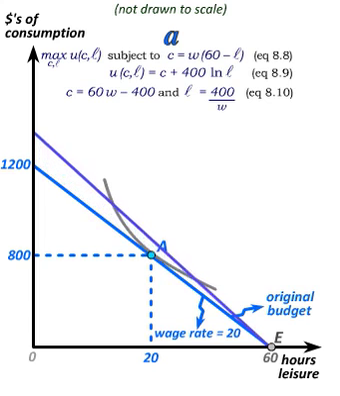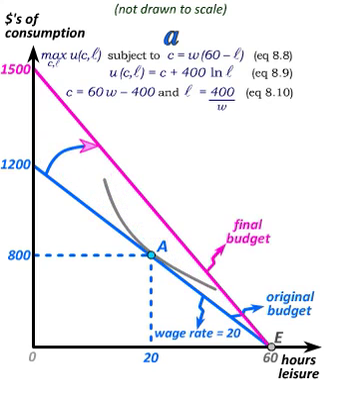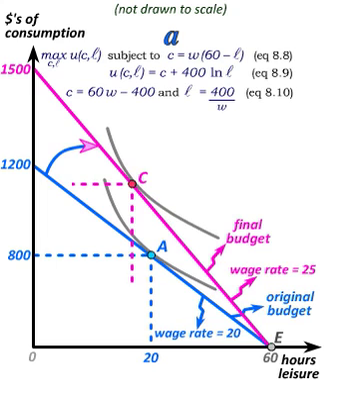An increase of the wage to $25 per hour will cause an outward rotation of the budget constraint around the endowment bundle E. We can then find the new optimal bundle C by plugging the new wage of $25 into our results for consumption and leisure. For leisure, we get 400 divided by 25, which gives us 16 hours of leisure. For consumption, we get 60 times 25 minus 400, which gives us $1,100 worth of other goods consumption.